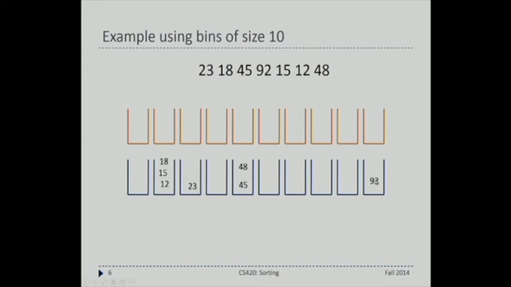But usually the number of buckets is much, much smaller than the number of keys. So there will be several keys in each bucket. All right? So this is the idea for the Radix sort.